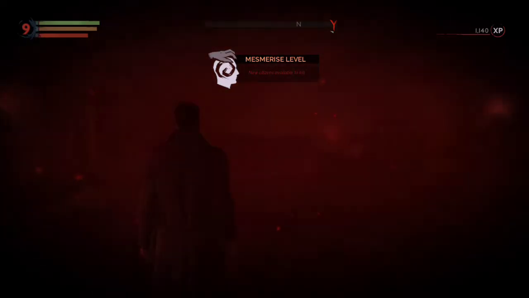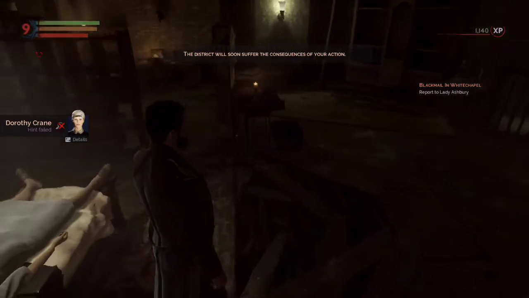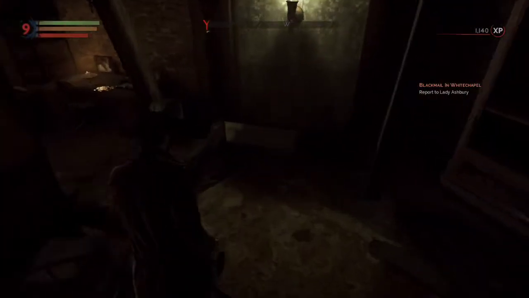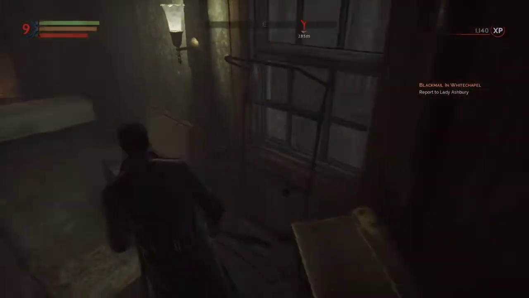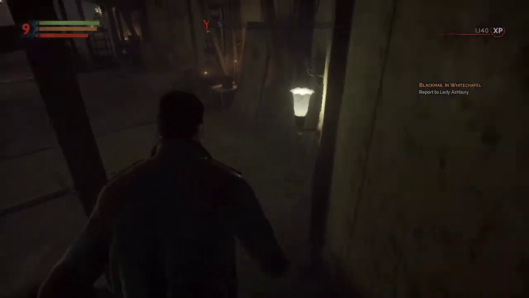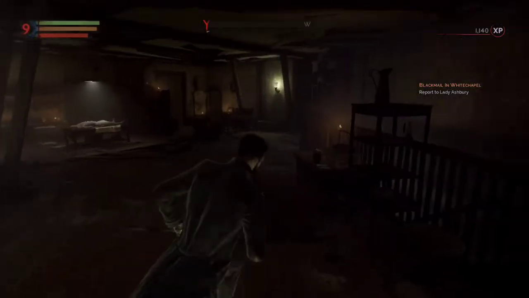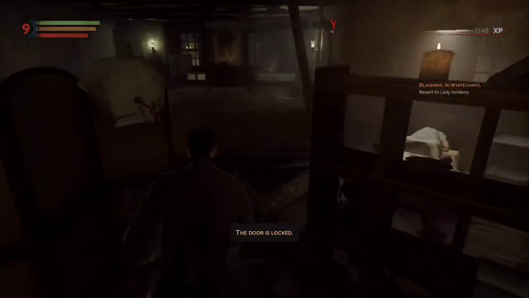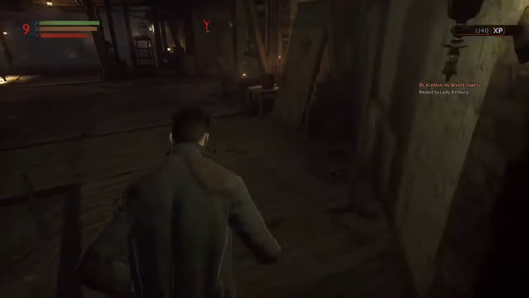So, mesmerize level increased. I think we are now... What? Two hints failed. Just because I didn't kill her? What was that? So, the vampire hunters are here already. I think we should... No, it's locked. That door won't open. So, we have to fight, I guess.